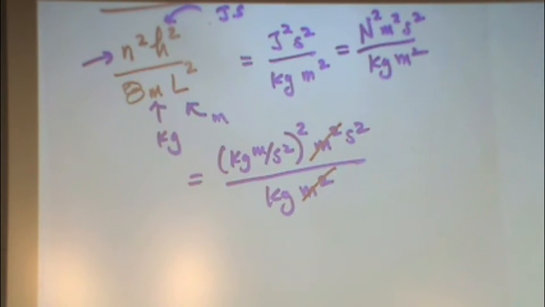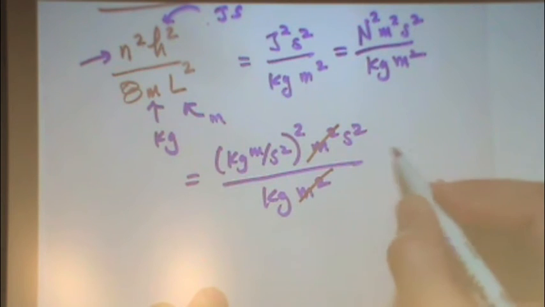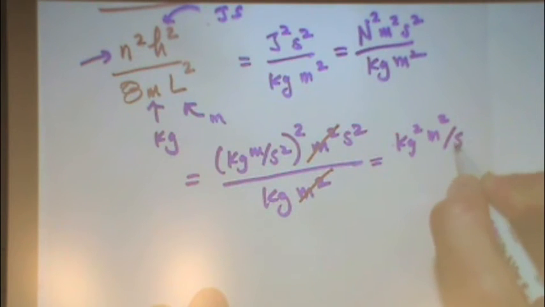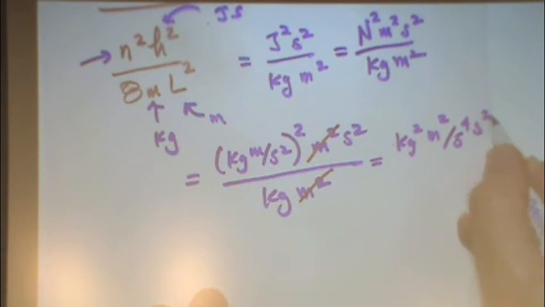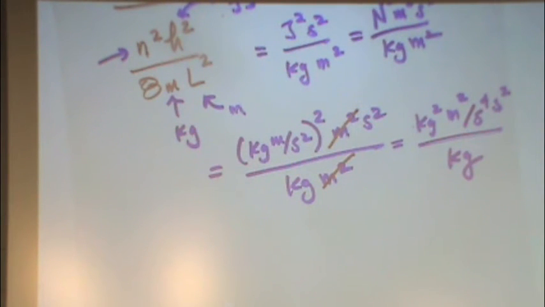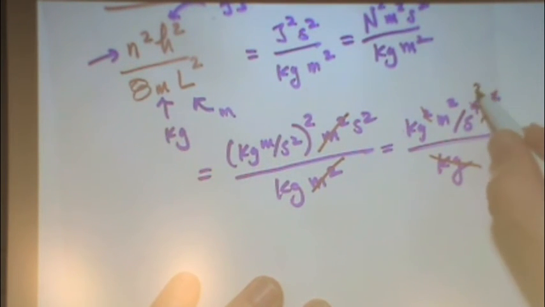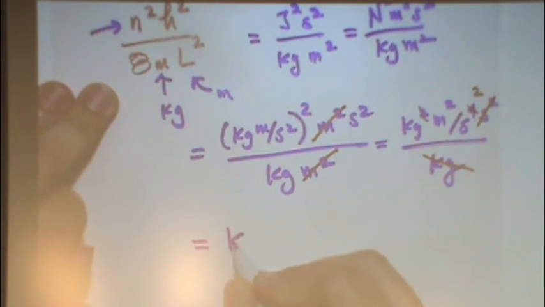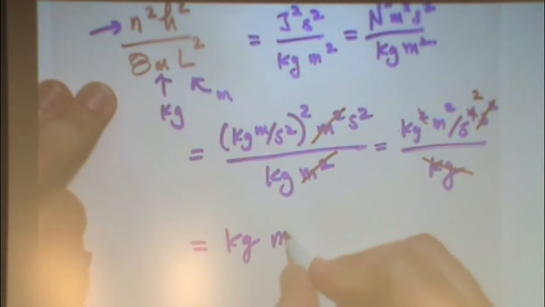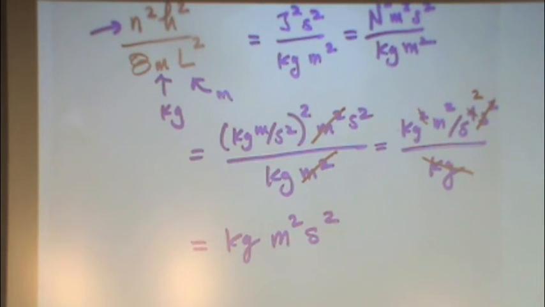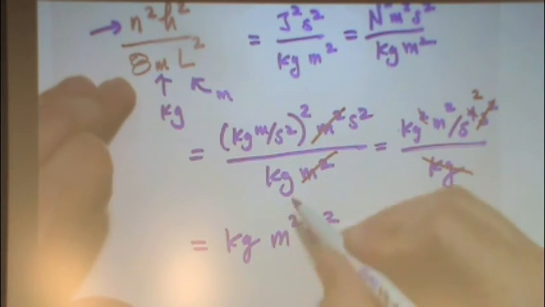Okay, what's left here? Oh my gosh. Okay, let me rewrite a little bit. Kilograms squared, meters squared, seconds to the fourth, over seconds squared, all over kilograms. Whoa, okay. So let's see. One of the kilograms are gone. Two of the seconds are gone. Let's see what's left. Kilograms, I have a meter squared, I think, and over seconds squared. Okay?